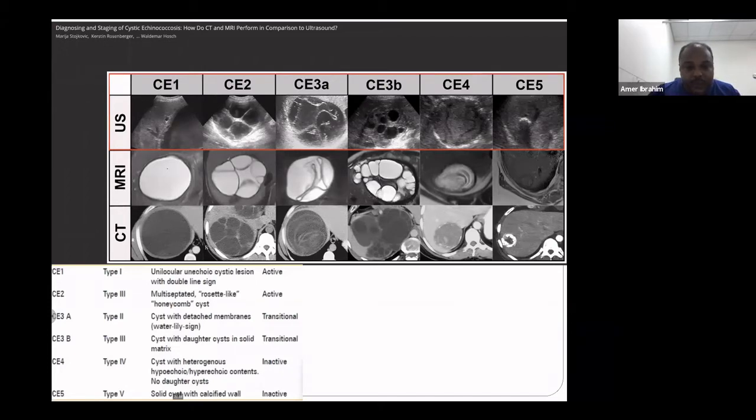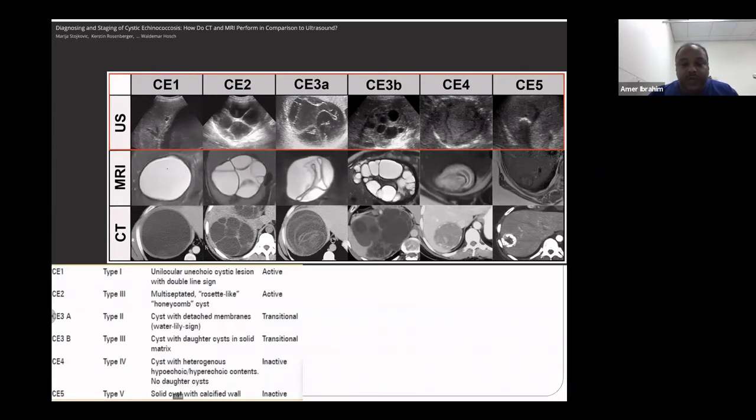The second type makes a rosette-like or honeycomb appearance, and mostly this is a very active disease and will need treatment. The third type is equivocal and most of the time is not really active. If there is a cyst with detachment giving the lollipop appearance, as you see here in CE3A, or the water lily sign, and in the third B type you will find daughter cysts present within the cyst. These two types are transitional in terms of disease activity.